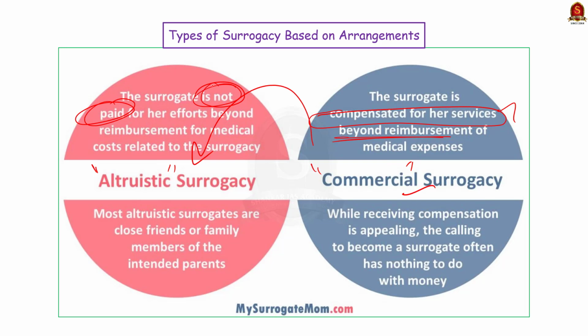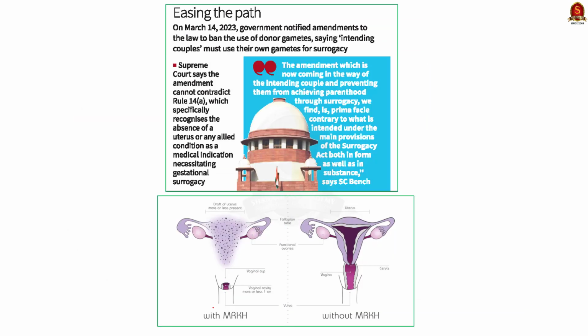Most altruistic surrogacies are between family members or close friends. Note that in India, gestational surrogacy is the only type of surrogacy permitted, and the commercial surrogacy is banned in India. So in India, if I wish to have a child through surrogacy, I can legally commission surrogacy only through altruistic surrogacy, that too only through gestational surrogacy.